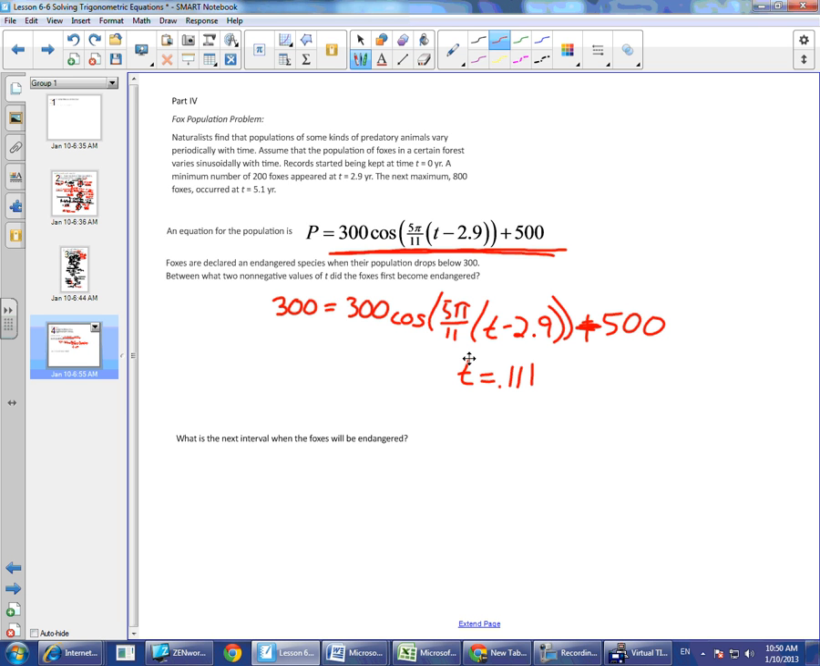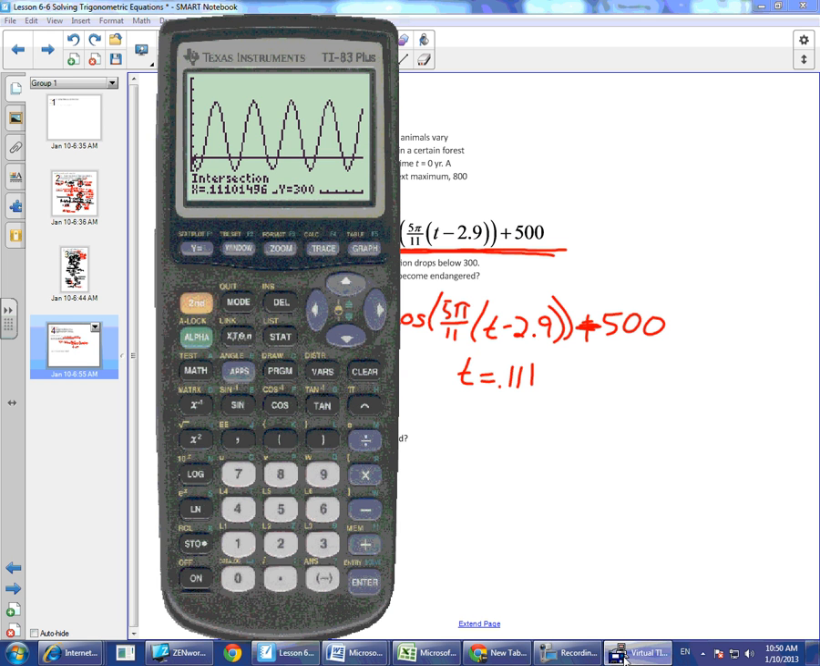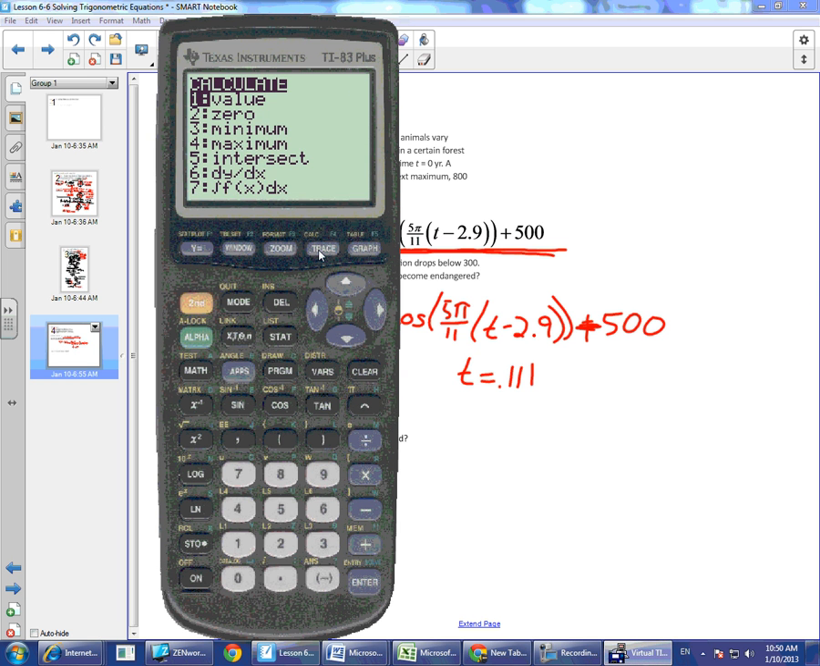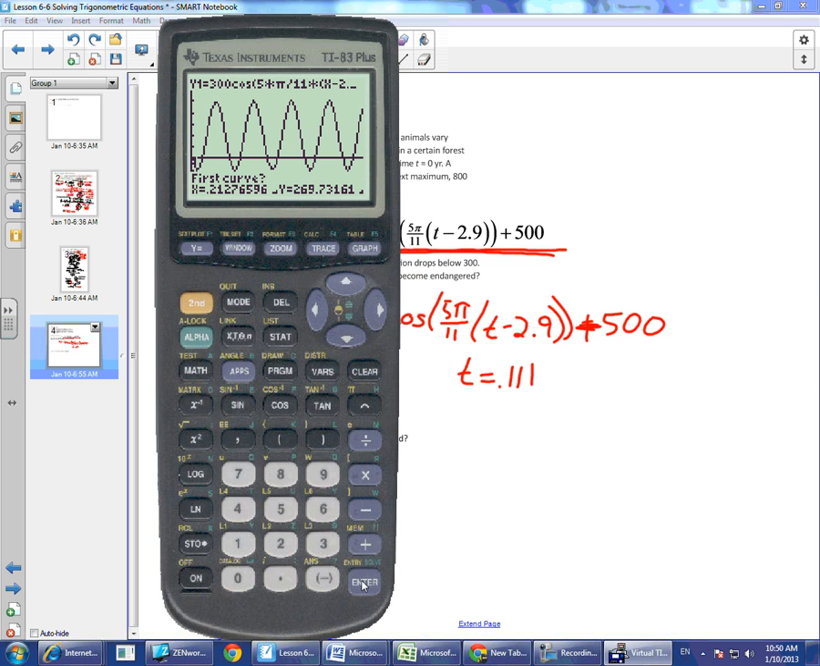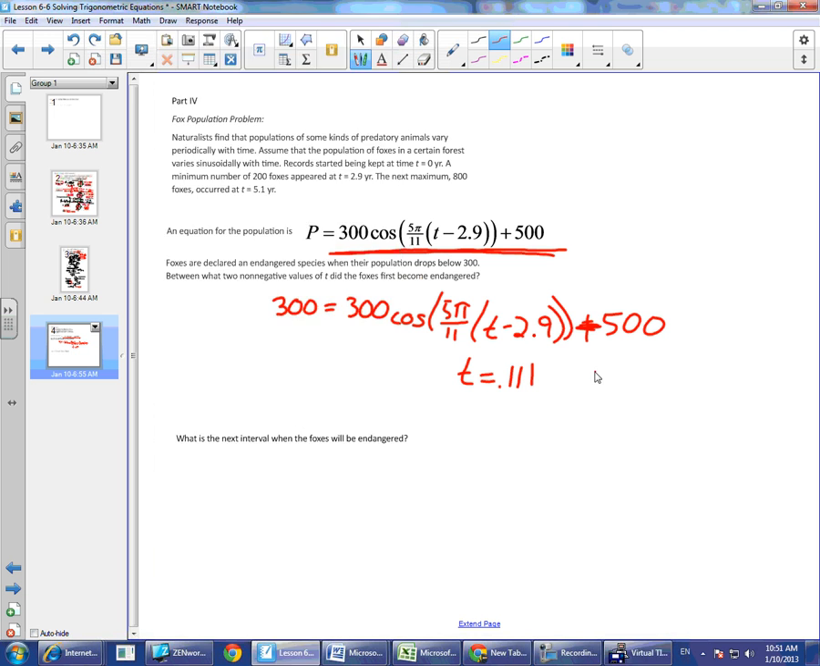Now, all you have to do to finish that first question is repeat that same process to find the next intersection point. So again, calc, intersection. It's currently on the cosine wave, hit enter. It's now on the horizontal line, hit enter, and then move it close to that point, hit enter. And I get my next value of 1.289. So what that tells me is between 0.111 and 1.289 years is the first time period when the population will be endangered, which is below 300.